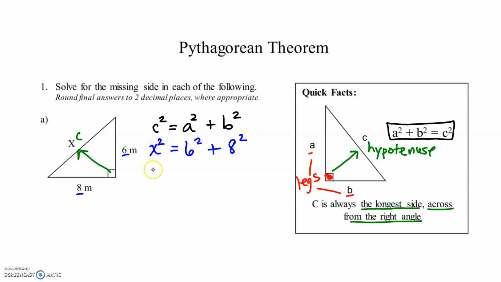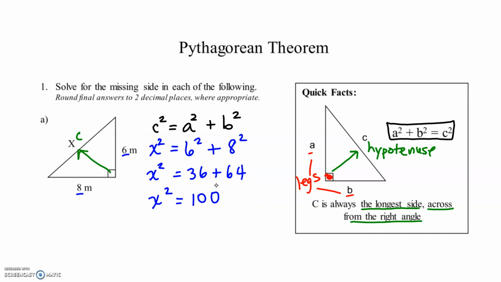So x is already by itself, which is good. We handle that exponent right at the end. So we're going to get the answer to 6 squared, which is 36, plus the answer to 8 squared, which is 64. And then we'll add those together. Keep writing that x squared straight down on the left side. 36 plus 64 is 100.